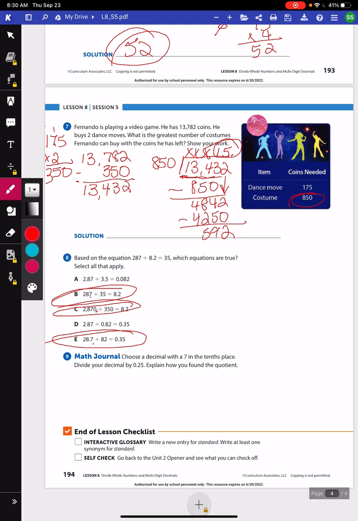All right, in your math journal, choose a decimal with a 7 in the tenths place. Divide your decimal by 25 hundredths. Explain how you found the quotient. So if I take 25 hundredths and I divide 7 tenths by 25 hundredths, I've got to move my decimal over 2 places. So I'm multiplying by 100. What I do to the outside, I've got to do to the inside. So on the outside I have 25, and on the inside I have 70. So then you could divide as whole numbers.